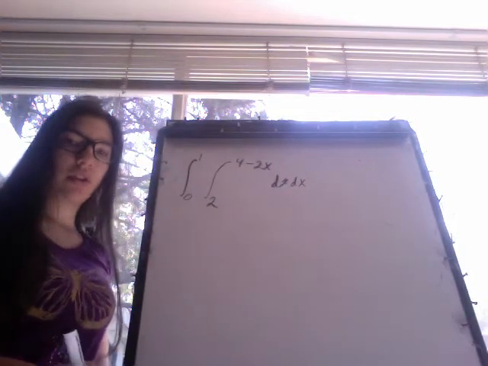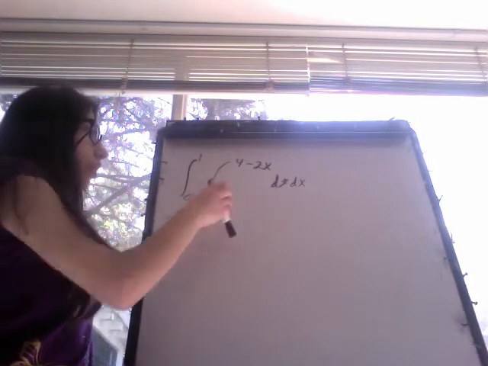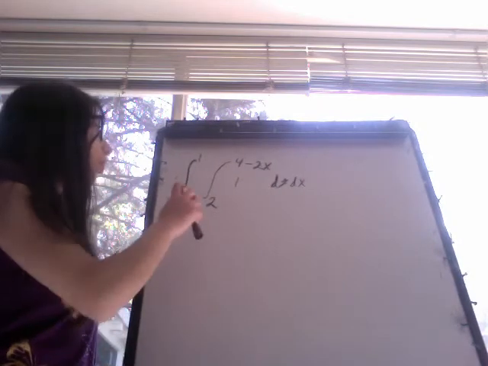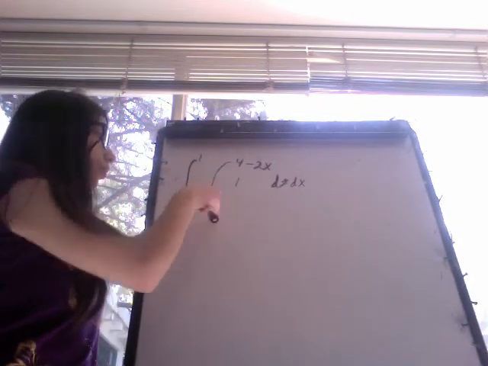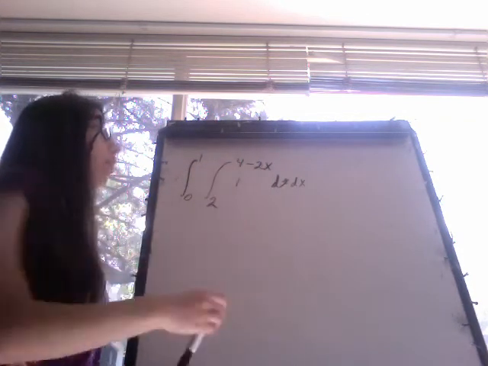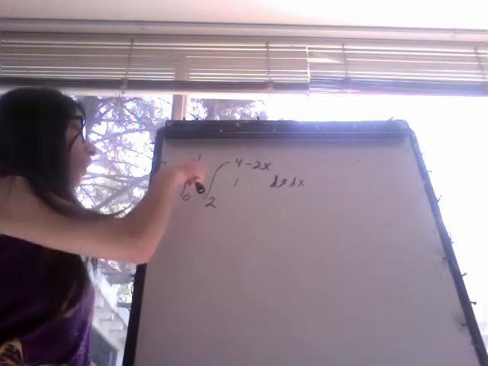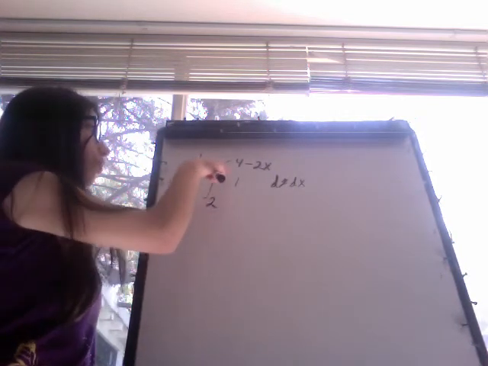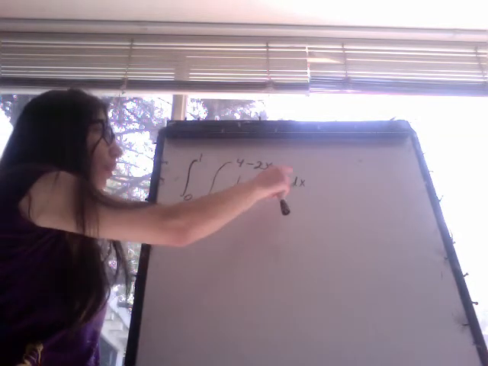We're going to change the order of integration. Here we have the double integral of 1, but it could be any function, from 0 to 1 in the x, and from 2 to 4 minus 2x in the y direction. So we read this as the double integral from 0 to 1 of the integral from 2 to 4 minus 2x of 1, or you could just say of dy dx.